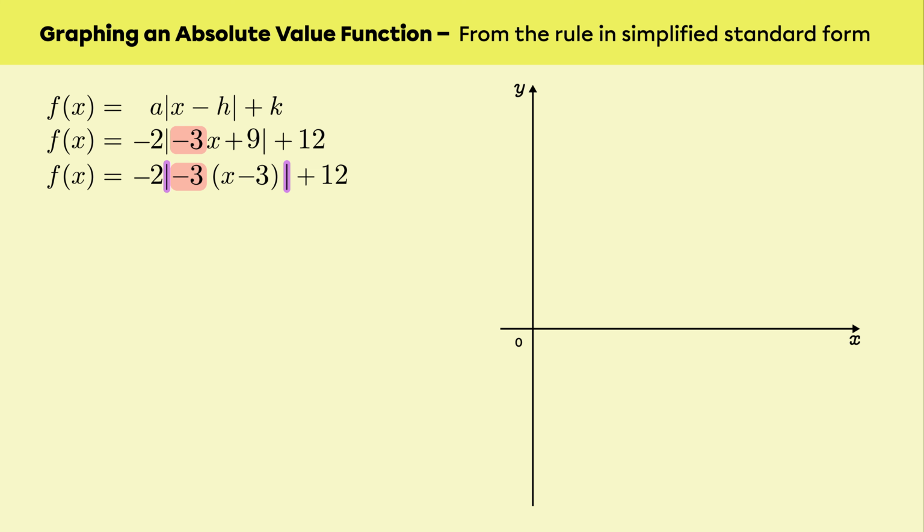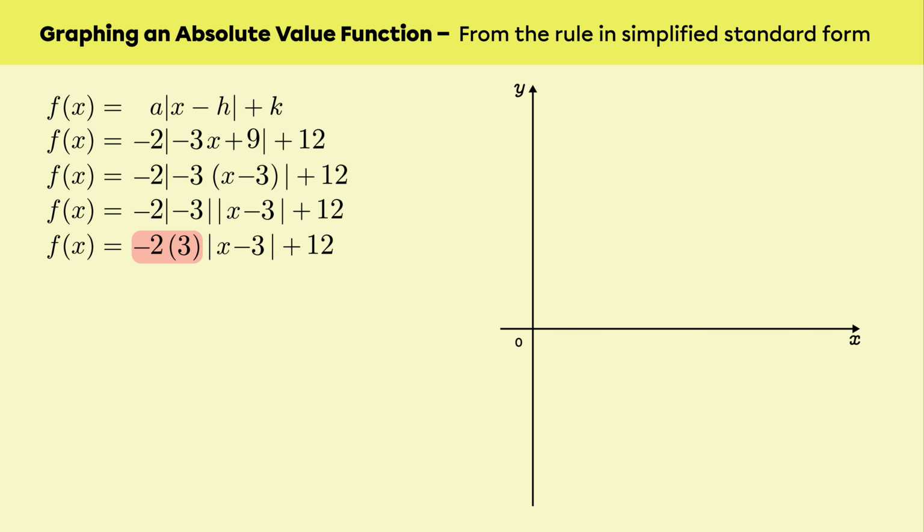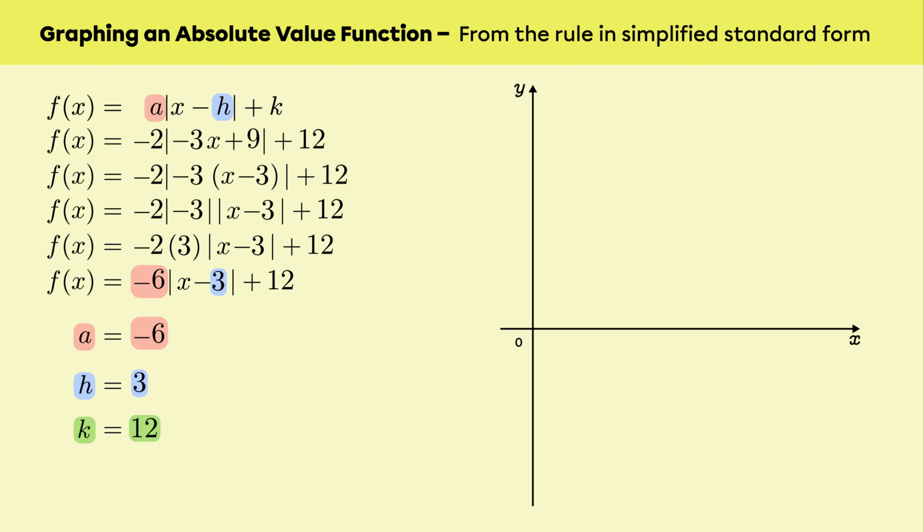When we have a product inside an absolute value bracket, we can write this product as the multiplication of two absolute values, which gives the absolute value of negative 3 times the absolute value of x minus 3. Next, we know that the absolute value of negative 3 is 3. Finally, negative 2 times 3 is negative 6. The simplified standard form is therefore f of x equals negative 6 times the absolute value of x minus 3, plus 12. Remember that parameters h and k give us the coordinates of the vertex and that the sign of a determines the opening of the function.